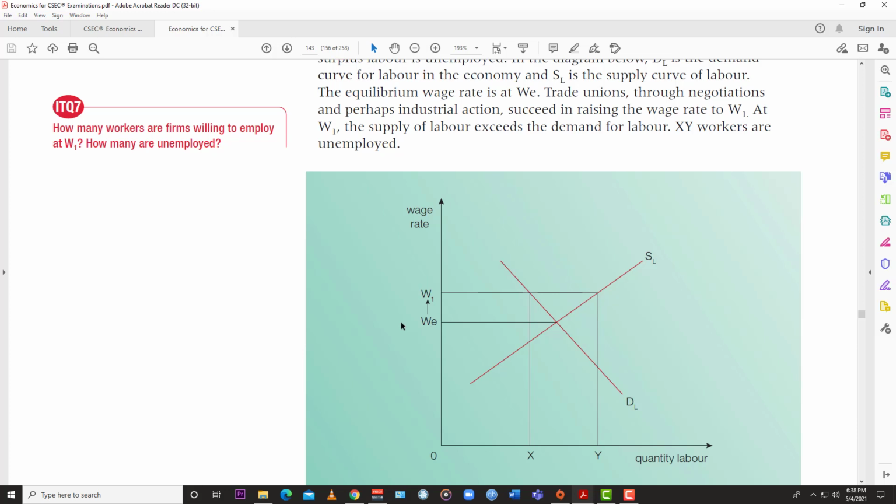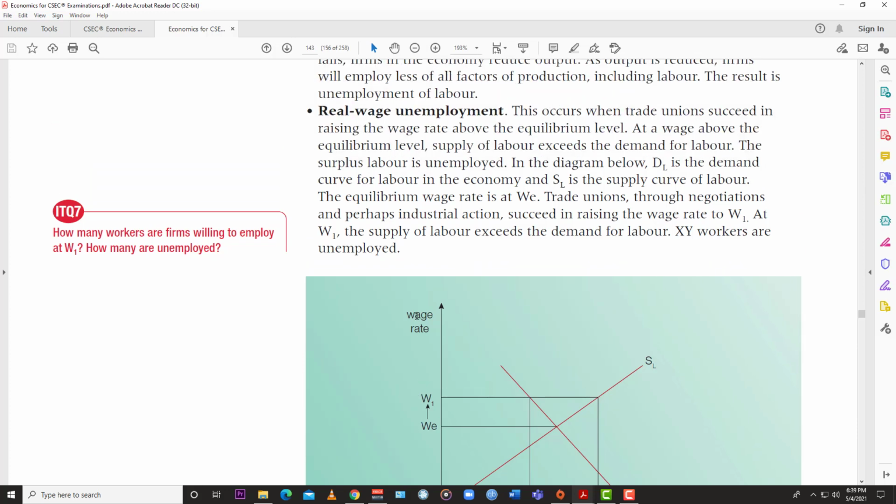release some of your workers. You don't need all. You can't afford all. So the amount you used to pay for 10 workers, you can only afford maybe 5. And so you let go the other 5. And so those 5 become real wage unemployed. But this one is not as popular in the real world.